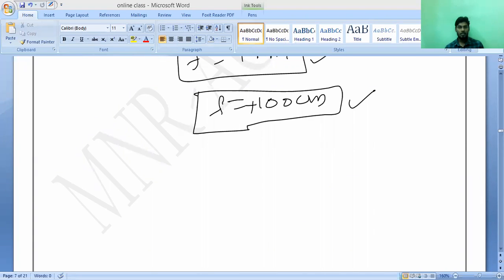Yes? Yes, sir. So this is all about understanding the refraction of light and the concept which is present. With this understanding, the chapter is completed. Now, shall we enter into the numericals? Shall we enter into the numericals?